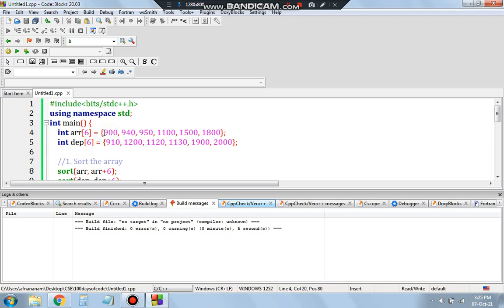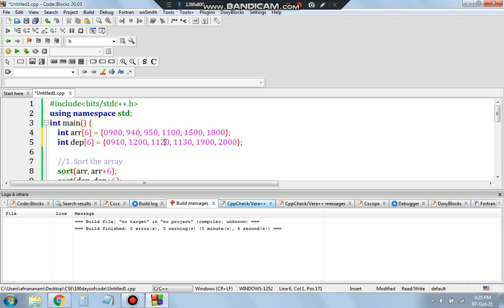900 means 9 o'clock, it is 0900 actually. So it is 9 o'clock and it's leaving at 9:10. The second train is coming at 9:40 and leaving at 12 o'clock. The third train is at 9:50 leaving at 11:20, and the fourth train is coming at 11 and leaving at 11:30. This one is coming at 3 o'clock, leaving at 7 o'clock, and this train is coming at 6 o'clock and leaving at 8 o'clock. So this is the time which is given to us.